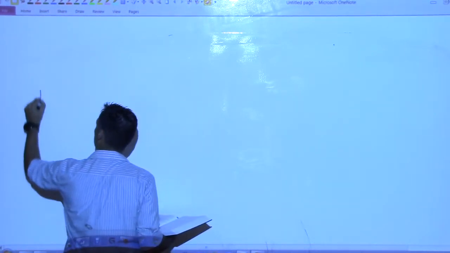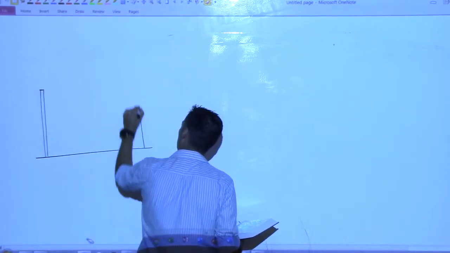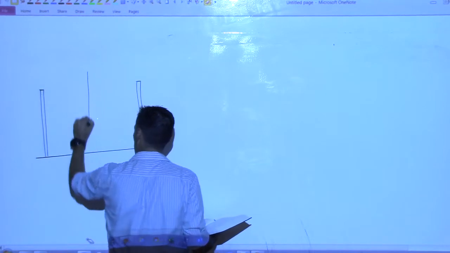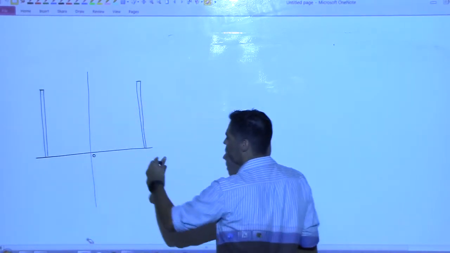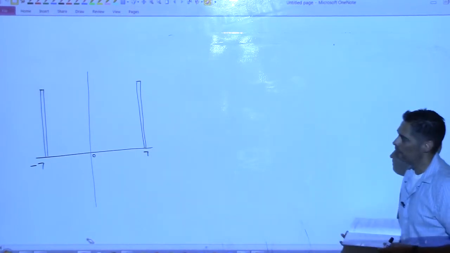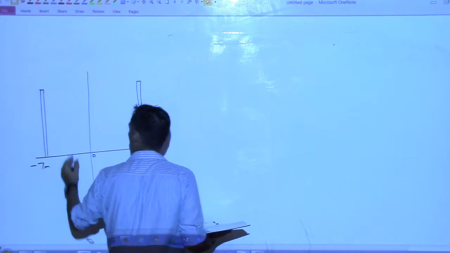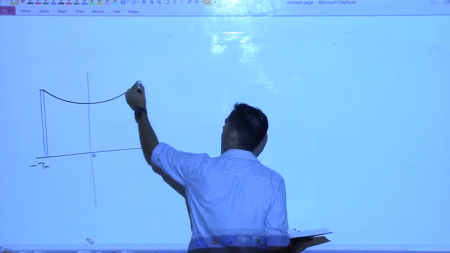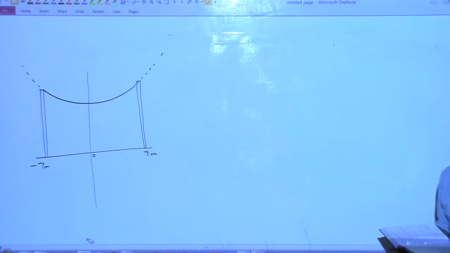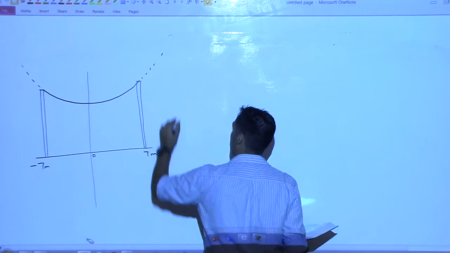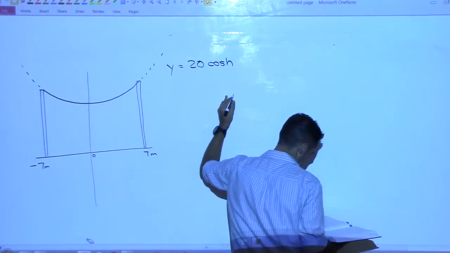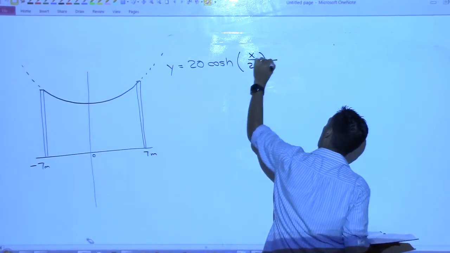Let's say that we have 2 poles, and we're going to orient this as if it was x and y axes. This pole is 7 meters away, so there's 14 meters between these 2 poles. Then there's a wire hanging from them, and if you imagine that wire continued, it would be that shape. I already told you that's going to be a hyperbolic cosine function, and I'm going to tell you exactly what it is for this wire: y equals 20 cosh of x over 20, minus 15.